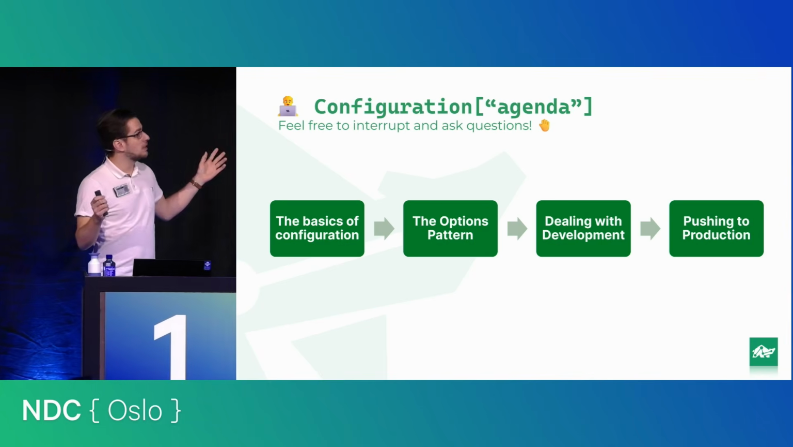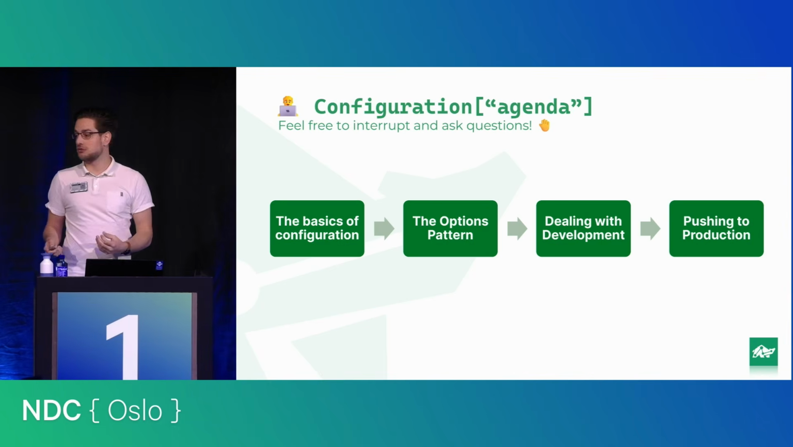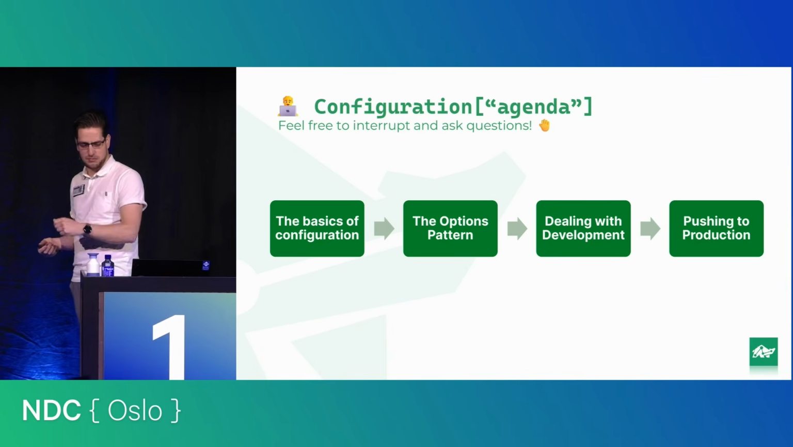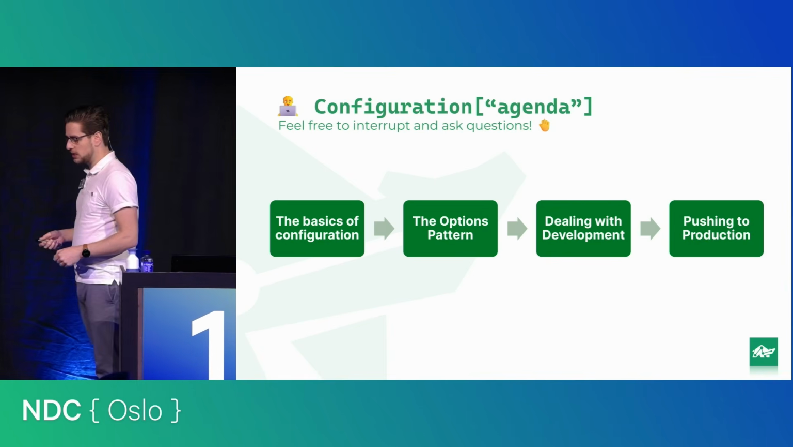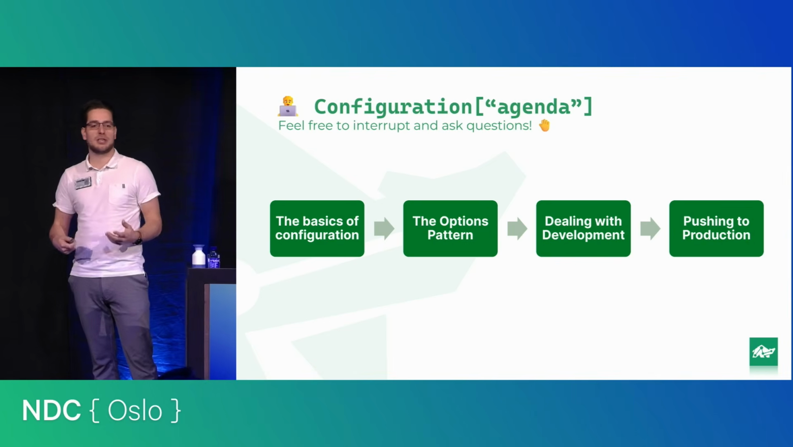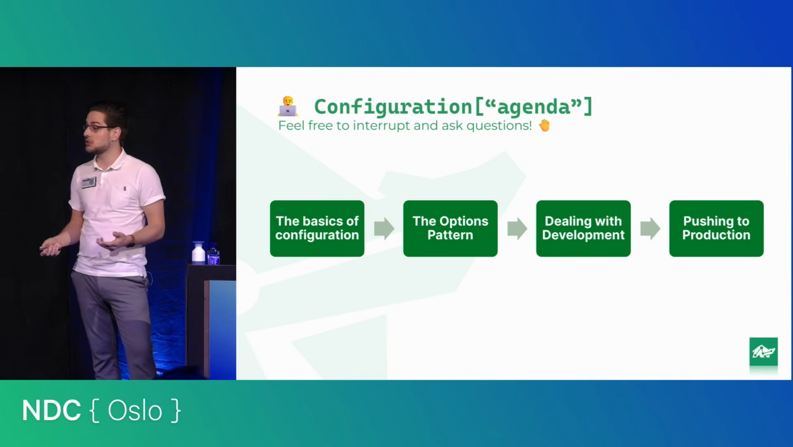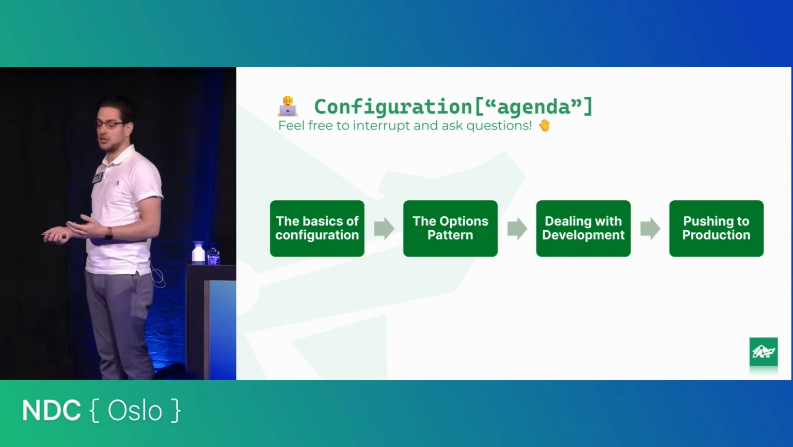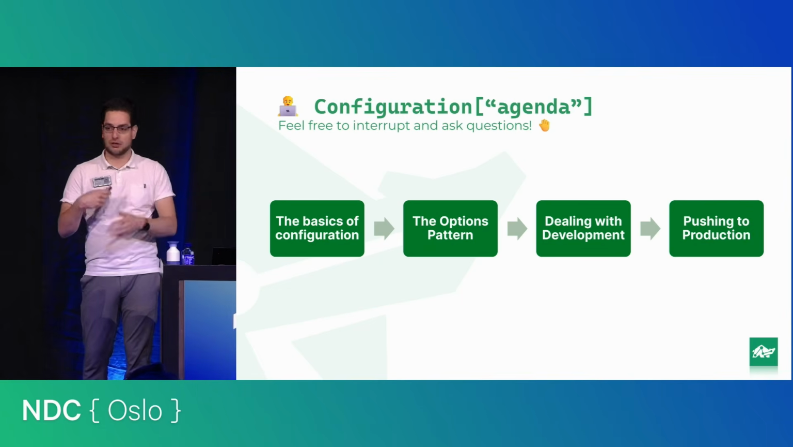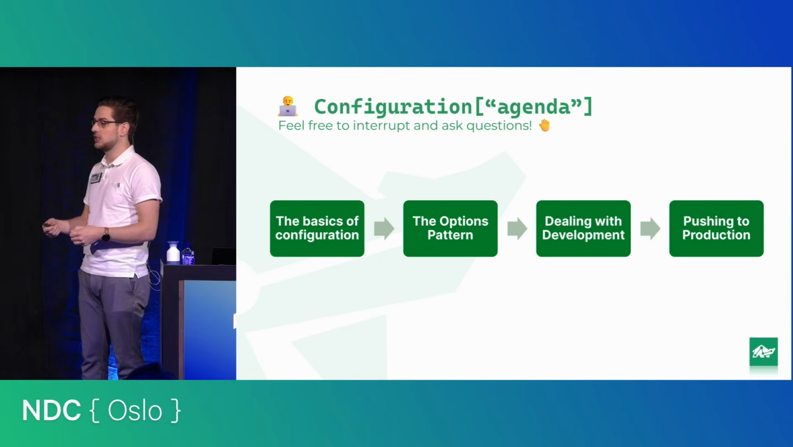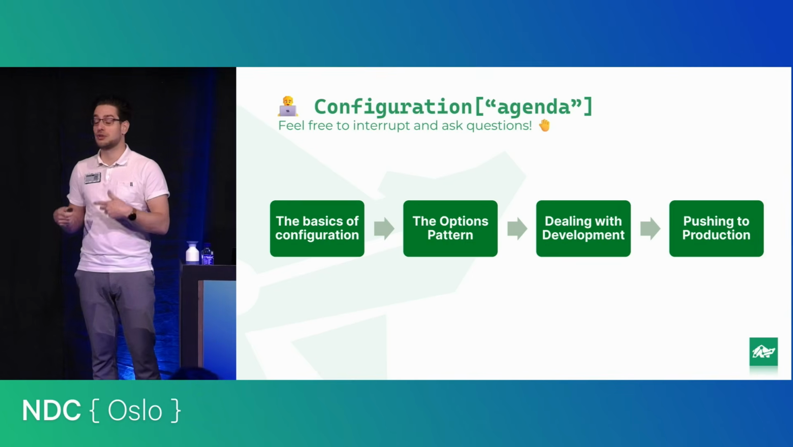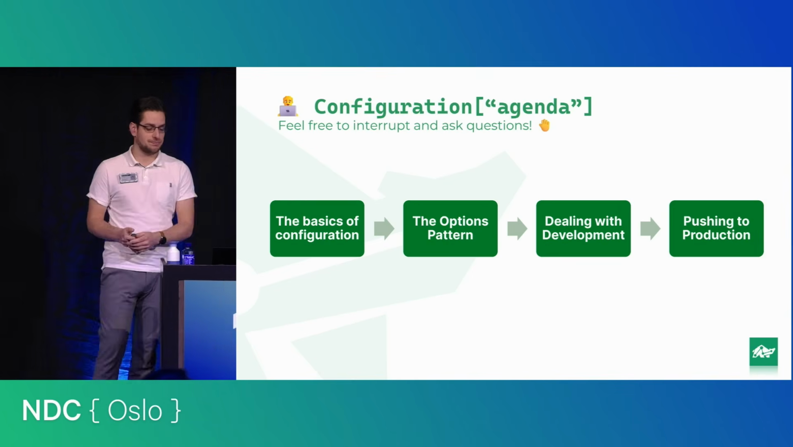Anyway, the basics of configuration is what we're going to cover first. So what does that look like? Why is it important in .NET, etc. Then we're going to forget that because we should really be using the options pattern instead. Furthermore, we're going to talk about dealing with secrets during development, and then we're going to push to production and talk about some on-prem and also Azure services that help us deal with secret management and configuration management in production.